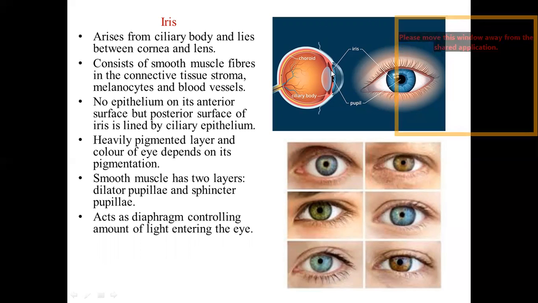So here there is a ciliary epithelium. This is a heavily pigmented layer and the color of eye depends on its pigmentation. The smooth muscle here has 2 layers, dilator pupillae and sphincter pupillae. And it acts as a diaphragm controlling the amount of light entering into the eye.